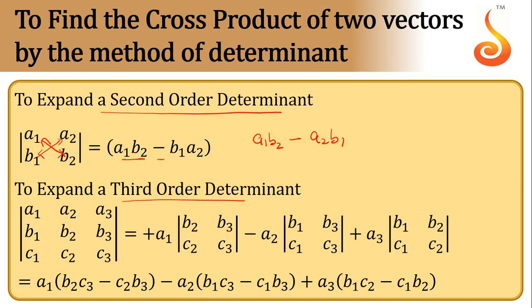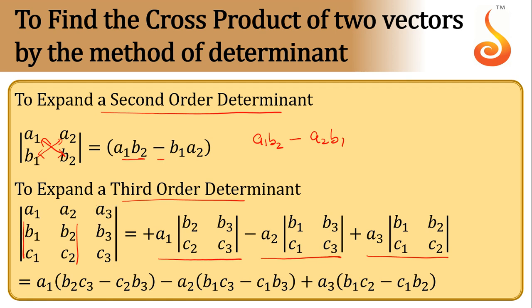How to do it for the third order determinant? To simplify it, first I will take A1 and treat it as a second order determinant. This is what I have. Then I will take minus A2 and then B1, C1, B3, C3. This is what I have. Then I will take A3 and then this determinant B1, B2, C1, C2. That's what I have here.